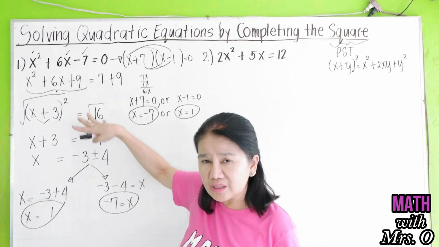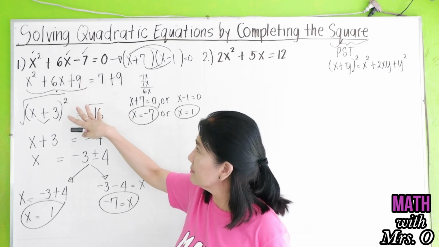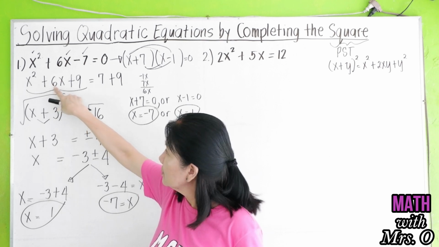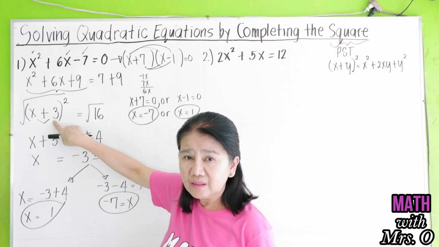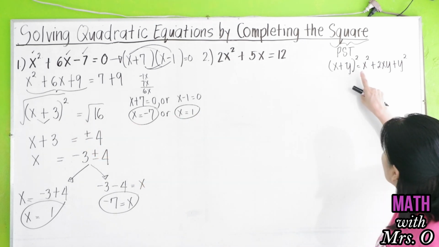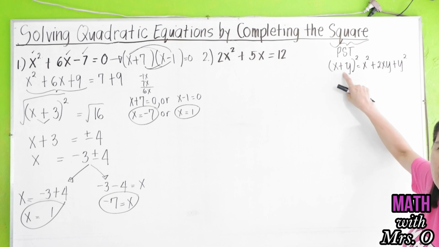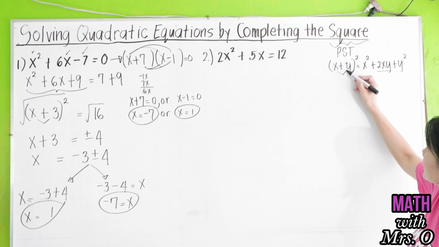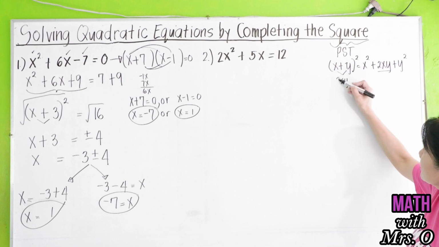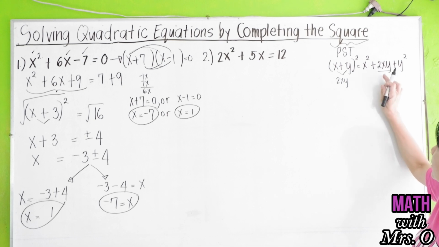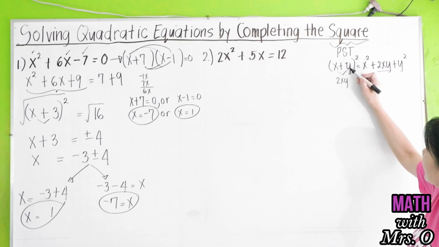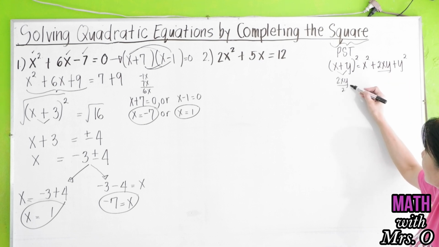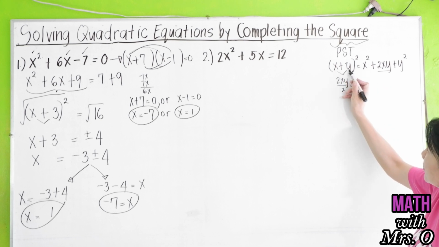Now, let me just go back to this complicated part. Why did I divide 6 by 2 and have a 3 here? Because remember, when you square a binomial, the middle term is the product of the first and the second term, x times y, times 2. So that's 2xy. So if you would like to get the value of y here, you divide this by 2, so that it will give you xy, which is just the product here.